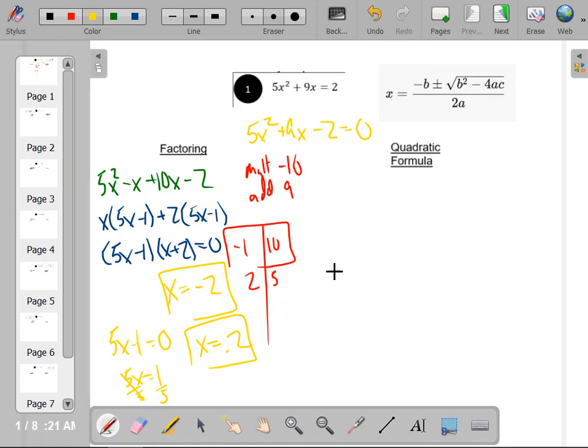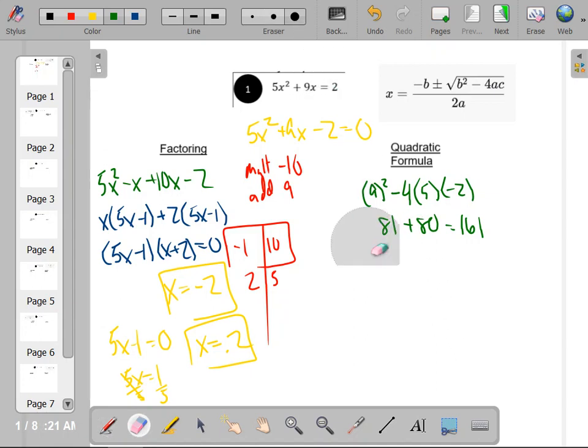Now I'm going to do the same problem with the quadratic formula, and I should get the same answer. It's the same problem, right? They have the same zeros. For the quadratic formula, the first thing I always do is the discriminant, b squared minus 4ac, so that would be 9 squared minus 4 times a times c. That's 81 plus 80, which is 161. No, hold on. Let me type that in. 4 times 5 times 2 is 40. Okay, 81 plus 40, so that's 121. There we go. The discriminant is 121.